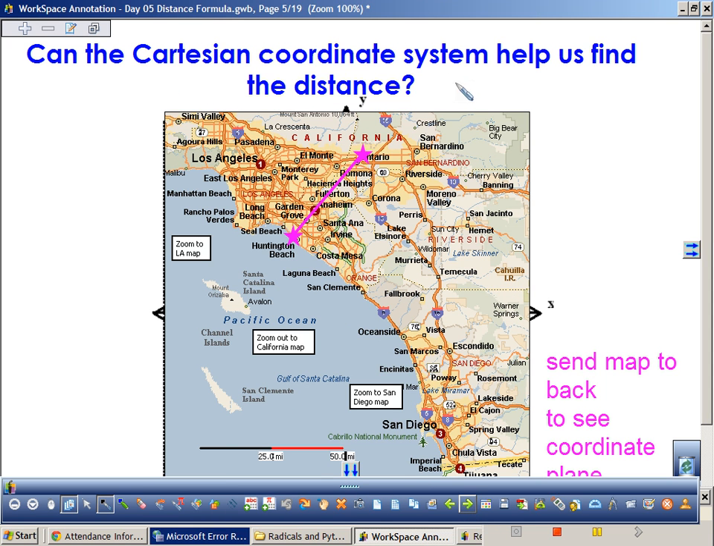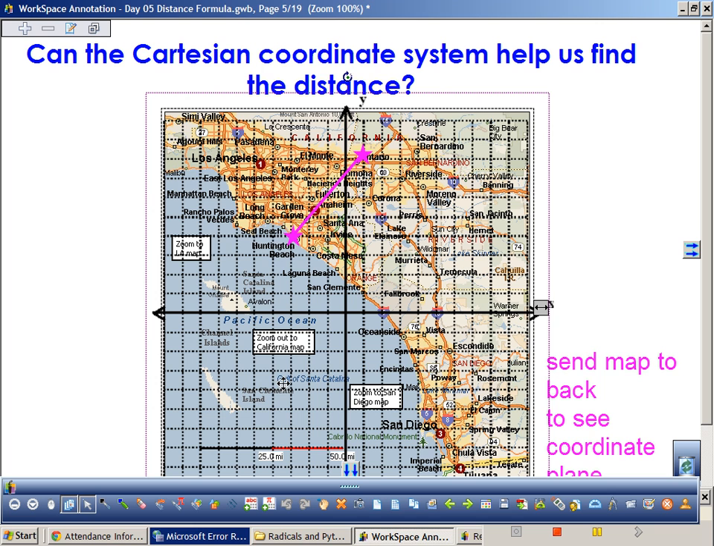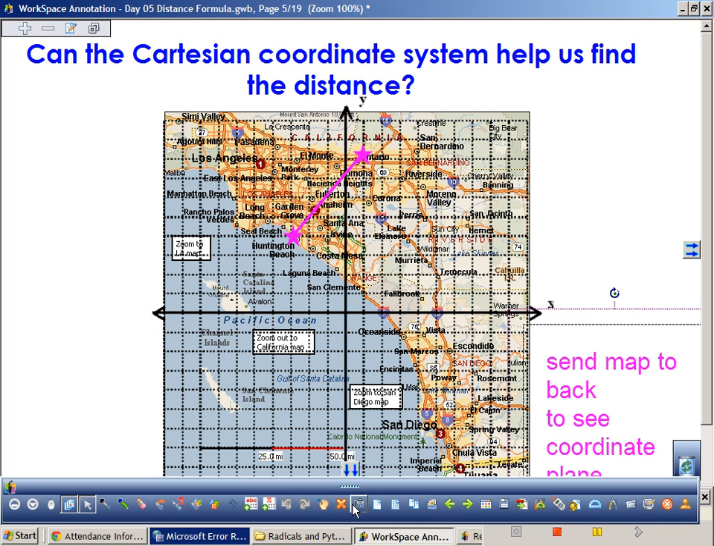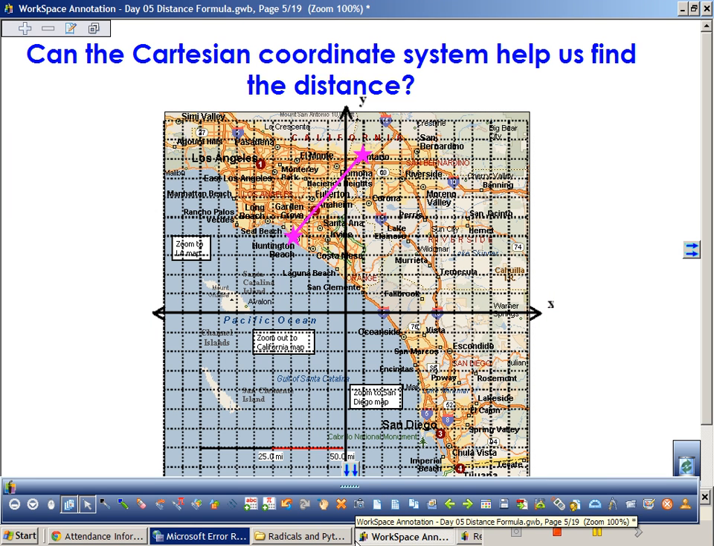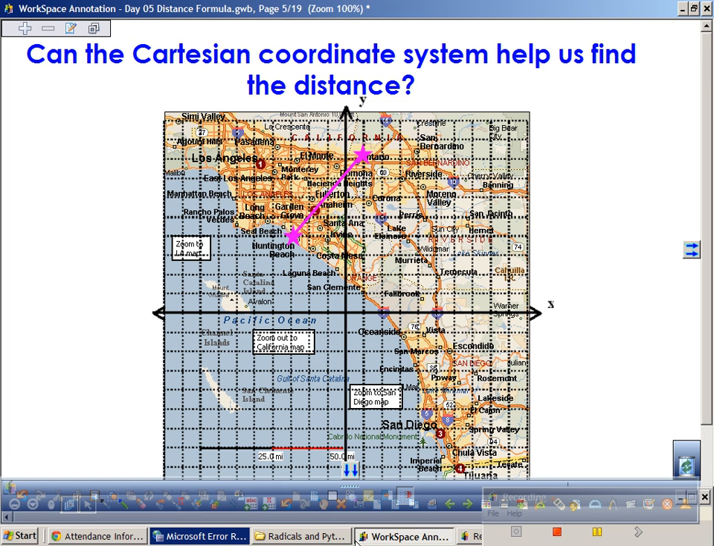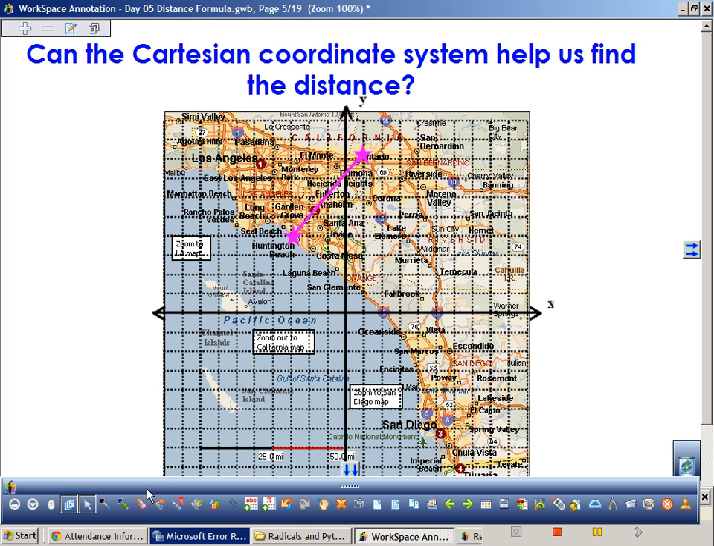All right, can the Cartesian plane, the Cartesian coordinate system, help us find the distance? So if it's the distance between here and here, what if I were to do this? Then could I find it? How? You'd have to connect all the lines. Like how? You'd have to turn it into a right triangle.